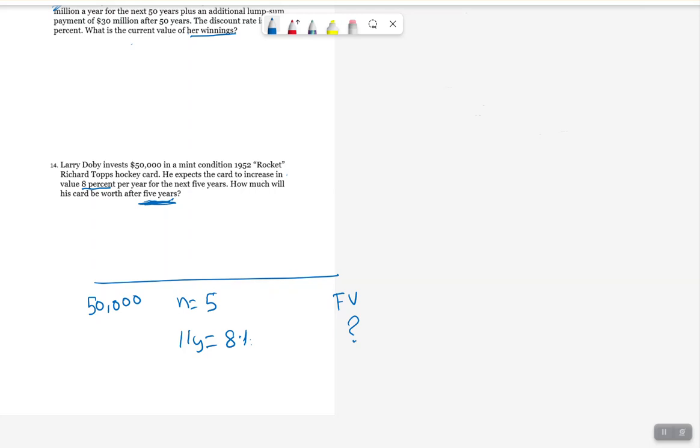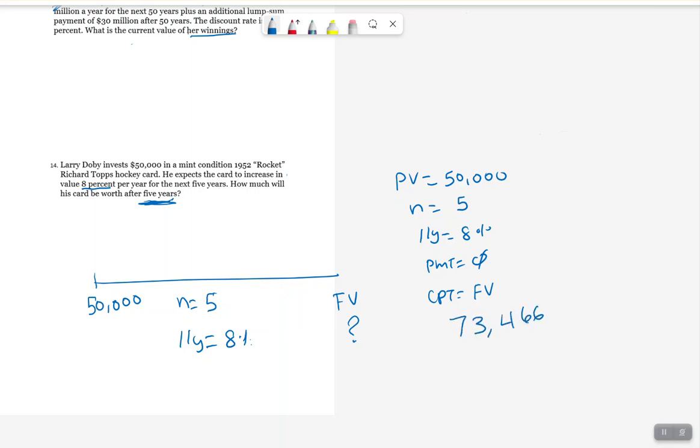So if I have $50,000 and I'm not going to receive any payments, it's going to go for 5 years, and we want to know the value of that 50,000 that we invested into the mint condition. So my present value will be 50,000. Your N will be 5. Your I/Y in this case will be 8%. We're not receiving any equal payments, so that will be 0. And what you're going to compute is your future value. When you compute your future value, you should get 73,466. So that's what the question is asking about.